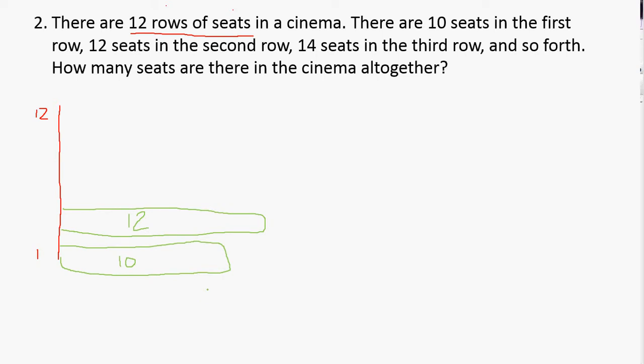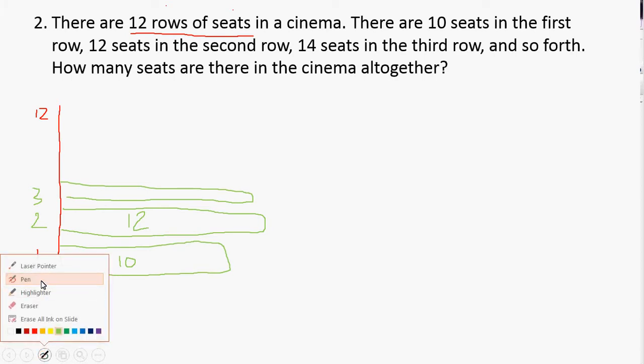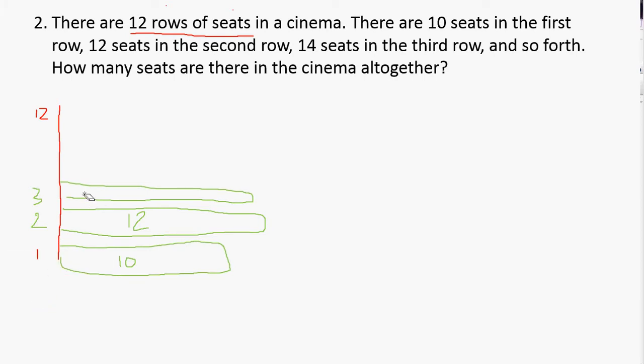Right? 14 seats in the third row. So this is the second row. And third row, there are 14 seats. So let me just erase here. So we're going to take the eraser and erase this one out first. There will be 14 seats in the third row. Do you see this? Can you see the pattern?